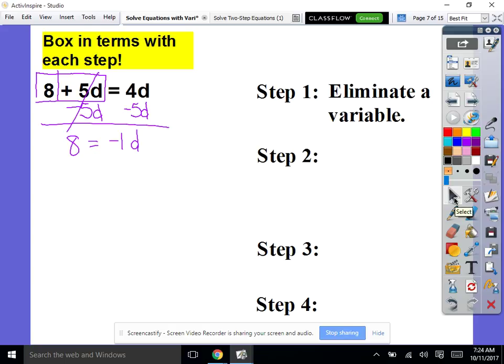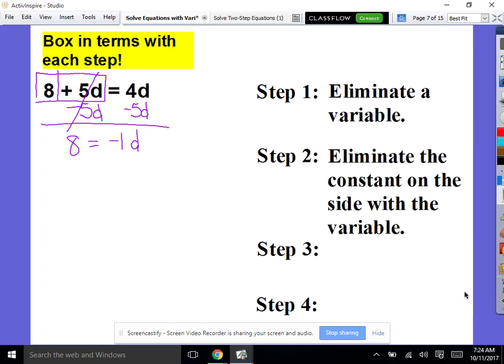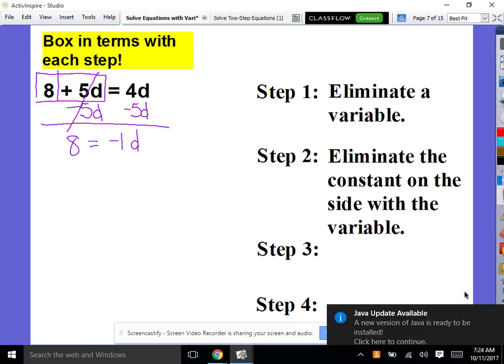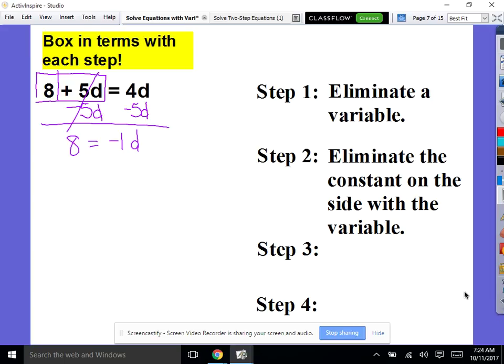Step 2. Eliminate the constant on the side with the variable. Well, we have one term on one side and one term on the other, so we have nothing to eliminate there. So we're going to move on to step 3. And you won't always have anything to do in each of these steps.